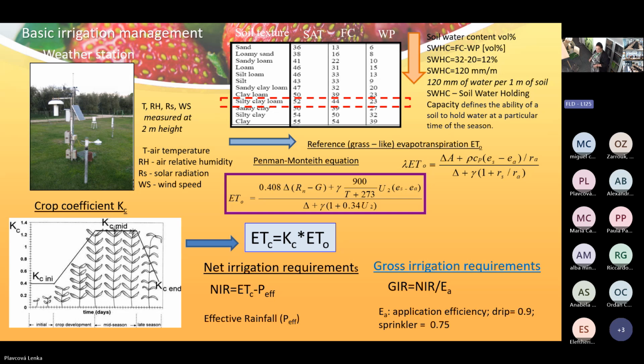This reference evapotranspiration and the crop coefficient are needed to define the crop water requirements, and actually the net irrigation requirement. Net irrigation requirement is crop evapotranspiration taking into account also effective rainfall. Gross irrigation requirement depends on application efficiency, depending on the system that we are using.